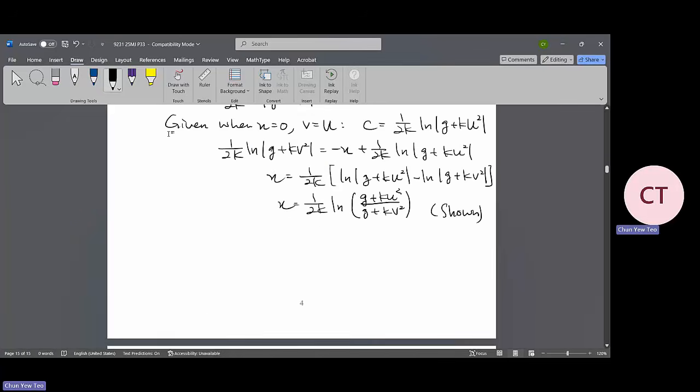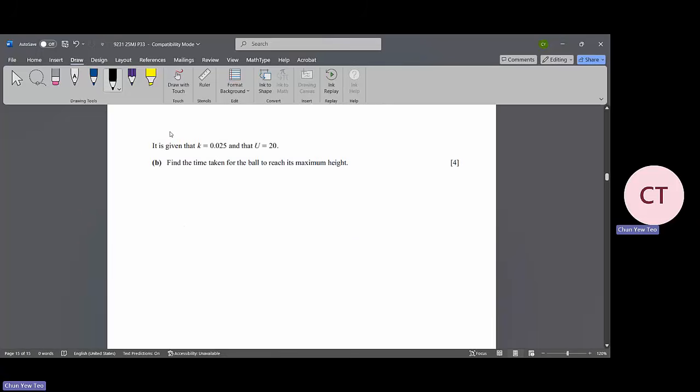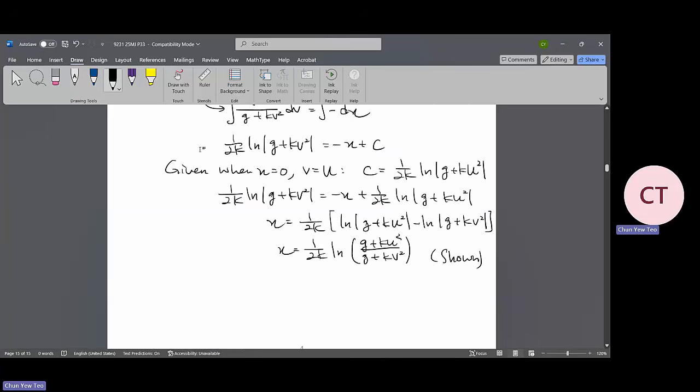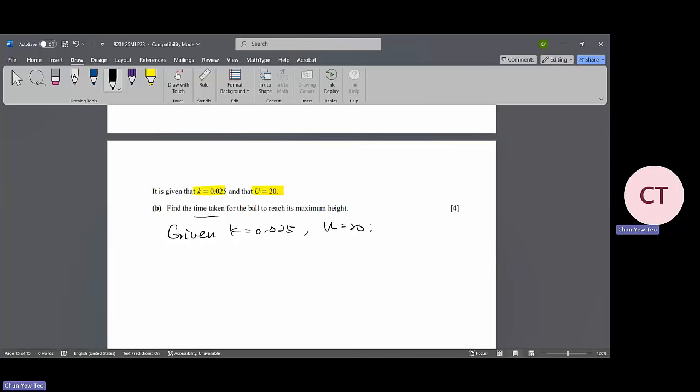Then now move on to part B. It is given that K is equal to 0.025 and U is 20. Find the time taken for the ball to reach the maximum height. So given K is equal to 0.025, then U is equal to 20. But we need to find time, T.